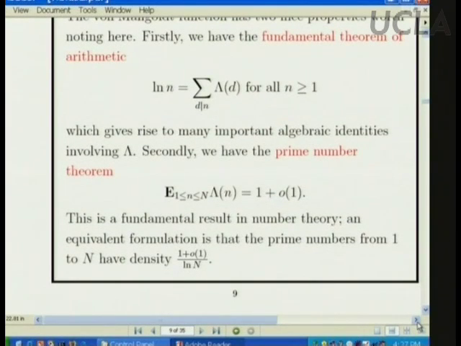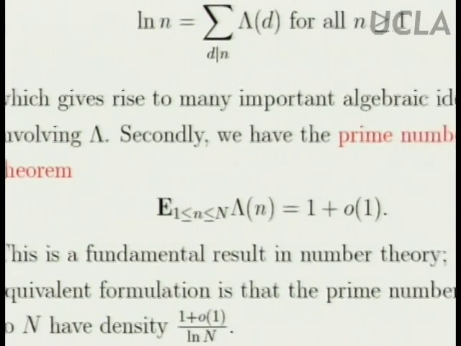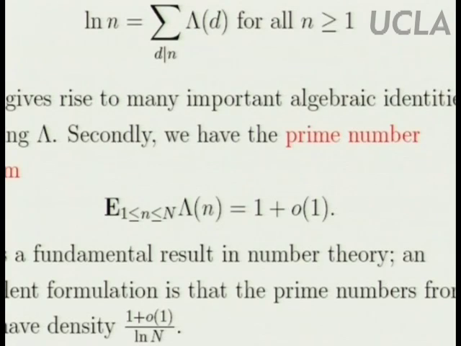So the average value of lambda up to any large number n is basically 1 plus a little error which goes to 0 as n goes to infinity. Basically, this function, which is very spiky, on the average is 1. This is perhaps the most important theorem in analytic number theory. It's called the prime number theorem. An equivalent formulation is that the number of primes from 1 to n is roughly n over log n. Or if you pick a number at random from 1 to n, the chance that it's prime is about 1 over log n. Okay, so these are two basic facts about this function.